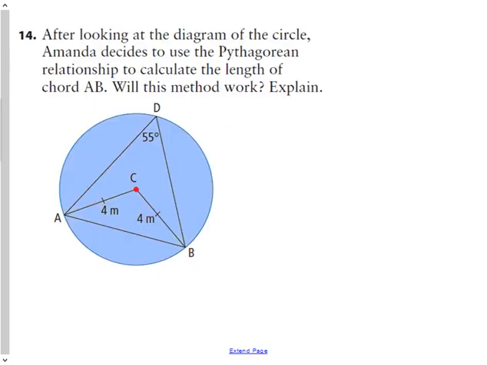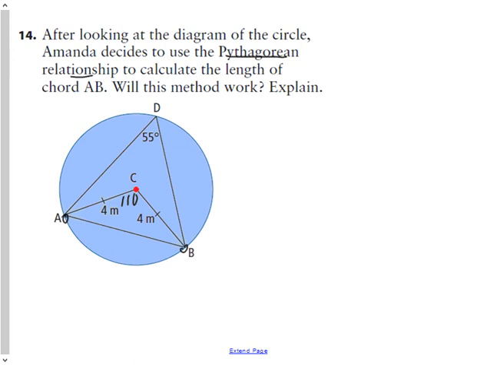So question 14 says, after looking at the diagram of the circle, Amanda decides to use the Pythagorean relationship to calculate the length of chord AB. Will this method work? Explain. Well, it won't work, and here's why it won't work. In order for the Pythagorean relationship to work, you need a 90-degree angle. And even though that ACB looks like it's 90 degrees, it's actually 110 degrees.